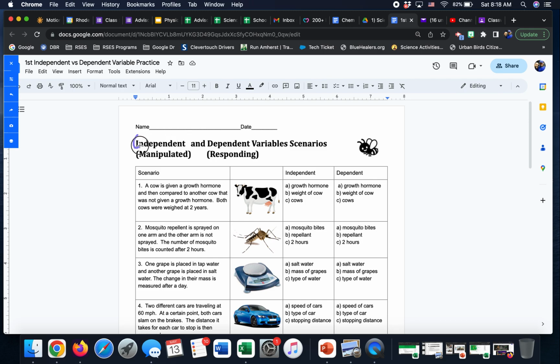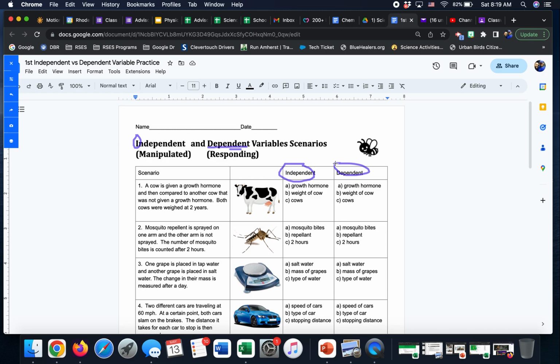Independent, we said, starts with the letter I. So when you're reading these scenarios, think of it as the thing that I change if I'm doing the experiment. That works really well for some people. Other people like to think just of the dependent variable first and think that's the thing being measured in the experiment. All right. Since it's our first practice, we're going to have multiple choice columns for the independent and dependent variable. Make it a little easier to start.